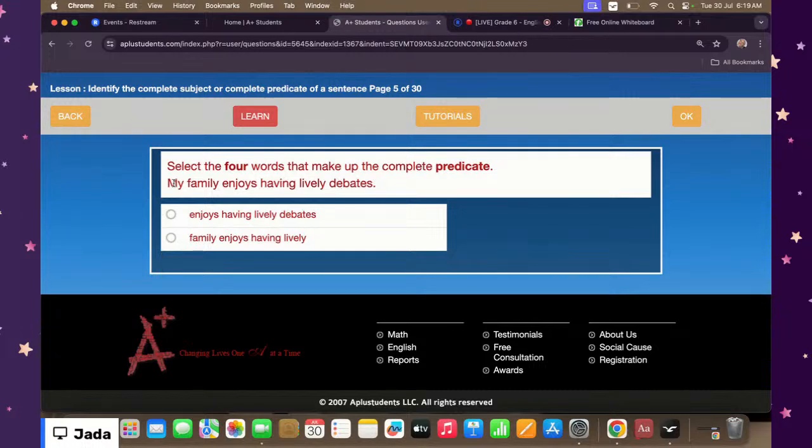Good job. Now, next one, select the four words that make up the complete predicate. Four words that make up the predicate. What makes up the predicate?